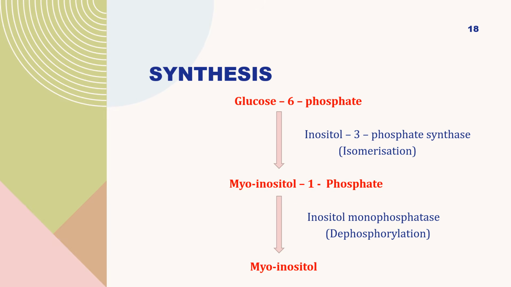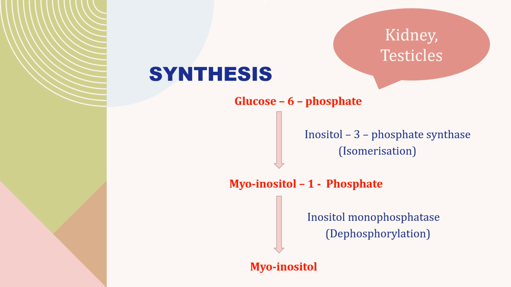So the synthesis of myo-inositol takes place in two steps. The glucose 6-phosphate present in our body undergoes isomerization by the enzyme inositol 3-phosphate synthase to form myo-inositol 1-phosphate, and this undergoes dephosphorylation by inositol monophosphatase to form myo-inositol. This synthesis occurs mostly in the kidney and testicles.